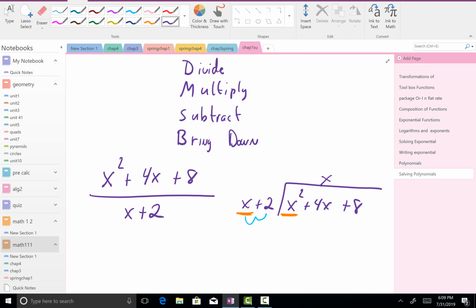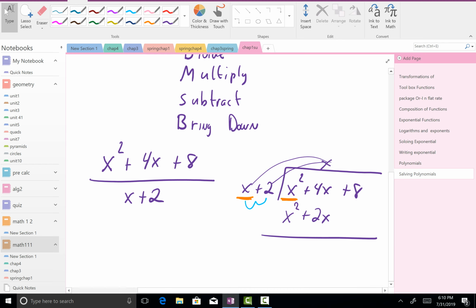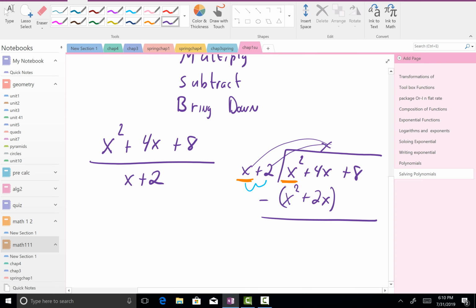Now we're going to do the multiply part. So we're going to take the x and multiply it by each term here. Okay? And we could do the same thing with numbers, and it follows the same algorithm. So there's the multiply part. Now we're going to subtract. So when I subtract, I get the x squareds to go away, which is what I want to happen. So then I would have 4x minus 2x. So that gives me a 2x. So there's the subtract part. And the B is bring down, which means I'm going to bring that 8 down.